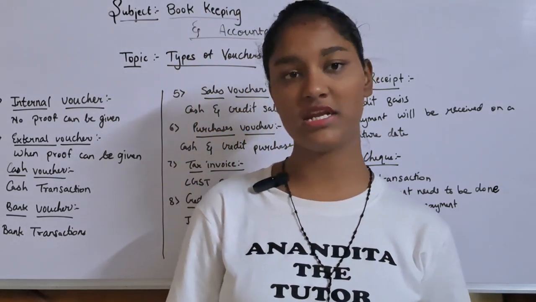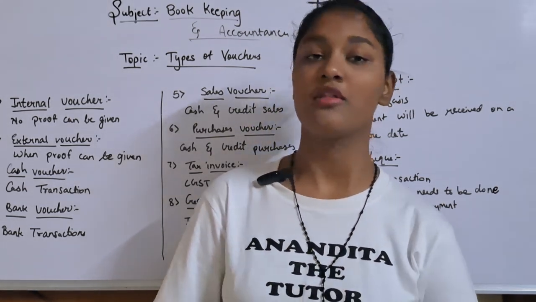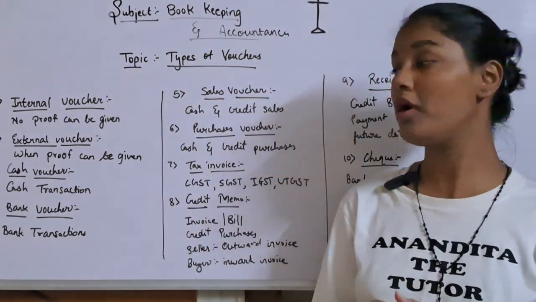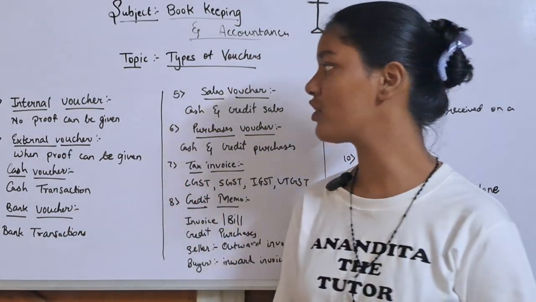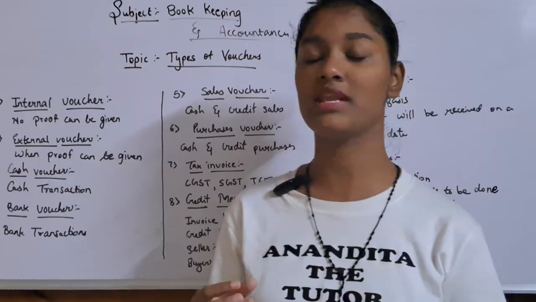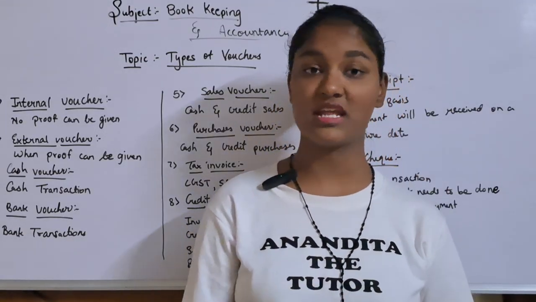Other than internal and external vouchers, there are other types as well. First of all, we'll revise what an internal voucher and an external voucher were. An internal voucher is given when there is no proof, or when no proof can be given.